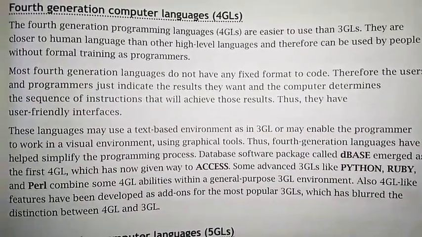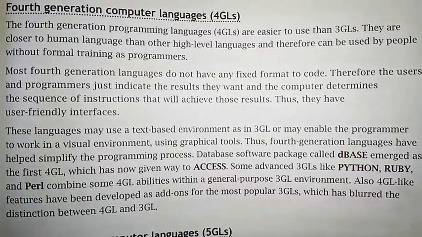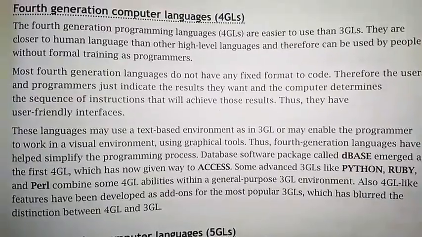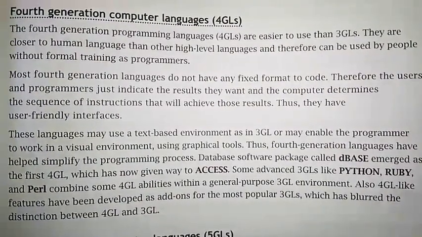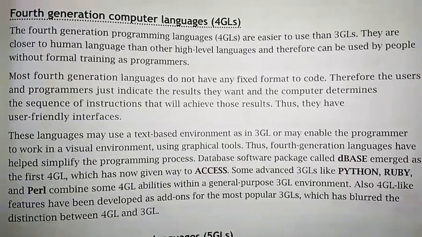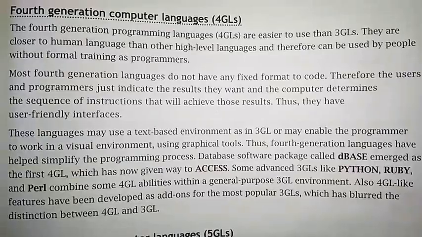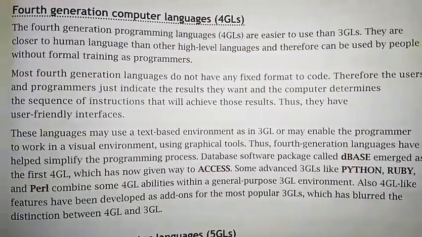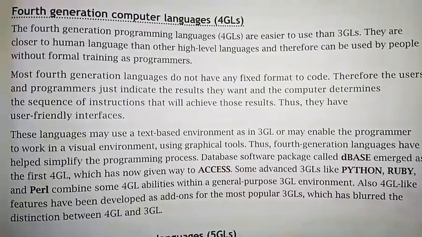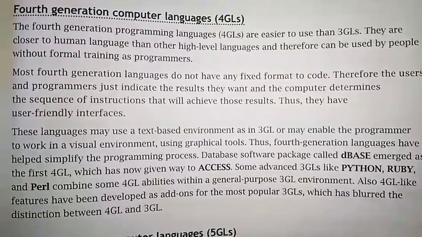Most fourth generation languages do not have any fixed format to code. In this language there is not much code, as we have studied about first, second and third generation computers. In those generations many codes were used, but in the fourth generation there is no fixed format to code. Understand?